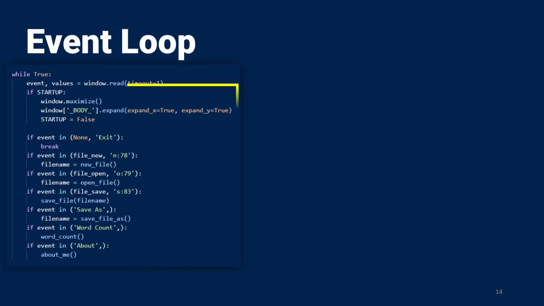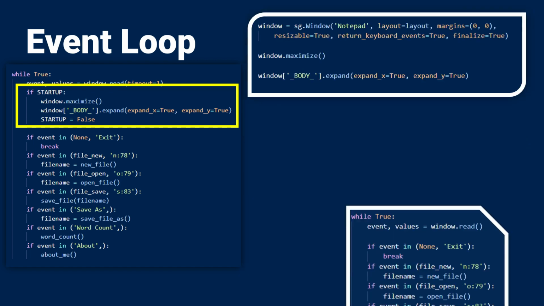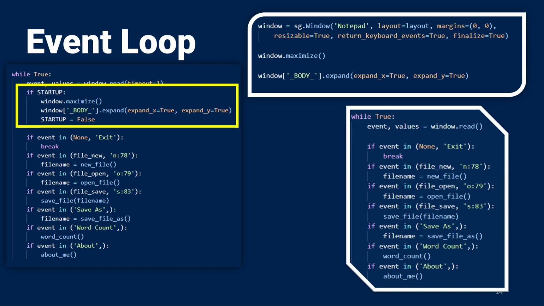Finally, a brief note about the startup routine. This is actually a workaround for an issue that is currently present when a window is finalized in PySimpleGUI. And when I say finalized, that's basically it's building a tkinter window. Now, I expect this to be fixed in future releases of PySimpleGUI. I won't go into details, but when this fix occurs, what I would do here is simply remove the startup flag altogether. I'd move the maximize and expand sections above the while loop, and then pass in finalize equals true when I create the window element.